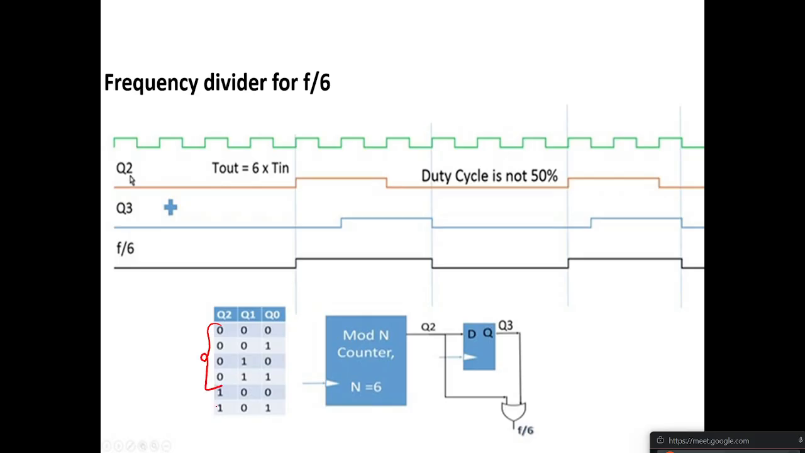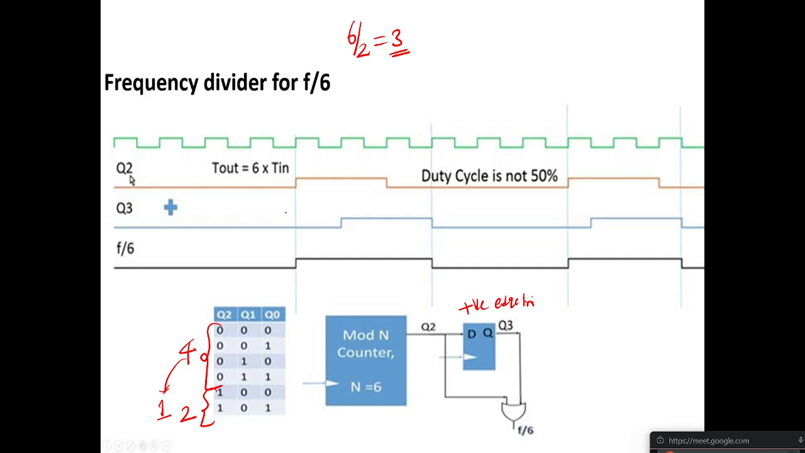And f by 6? 3 by 3, sir. No need. 6 by 2 is 3. So you need to alter the output frequency by how much? 1. So use which flip flop? Positive edge trigger D flip flop.